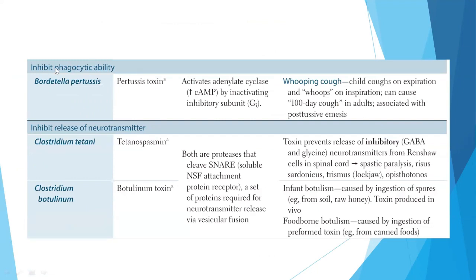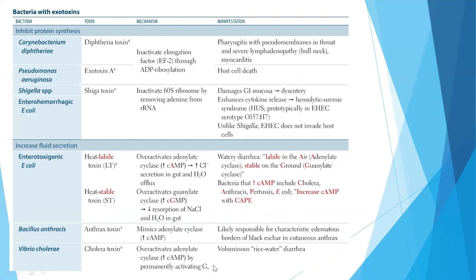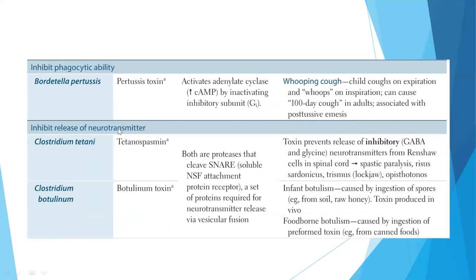Now, there are some exotoxins that can inhibit phagocytic ability, which is typically the pertussis toxin produced by Bordetella pertussis. They can cause whooping cough, and they act by activating adenylate cyclase by inactivating the inhibitory subunit Gi. Here we have the stimulatory subunit Gs. Inhibition of neurotransmitter release can be done by tetanus and botulinum toxins. That's why they can cause CNS manifestations like spastic paralysis and risus sardonicus. For example, infant botulism can be caused by ingestion of spores. Foodborne botulism is caused by ingestion of preformed toxin, for example from canned foods.